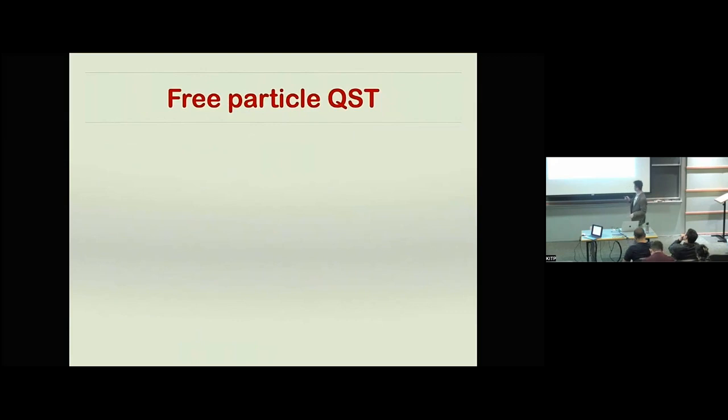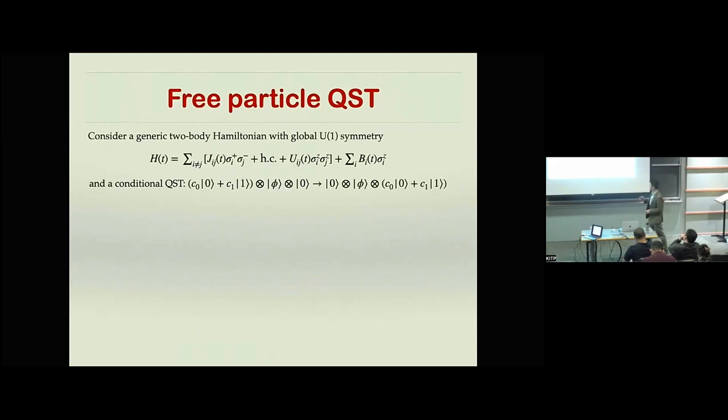Okay, so let's first look at the case where we have a free particle quantum state transfer, and in this case we can get an optimal Lieb-Robinson type bound. This is actually relevant for a lot of quantum state transfer protocols.